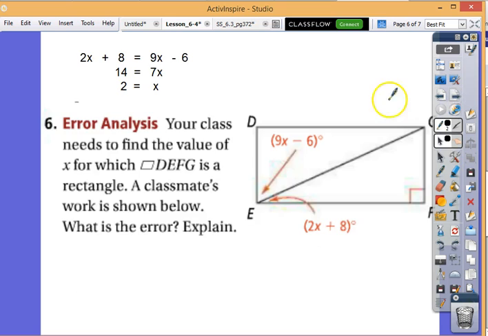All right. Let's take a look at a situation where you've got something going on, but it's wrong. And you have to figure out why it's wrong. So in this particular problem, a classmate of yours said that, hey, we've got this rectangle right here, and that means that these two angles are congruent, so I'm going to set them equal to each other, and I'm going to solve and get x is equal to 2. What's incorrect about this problem?